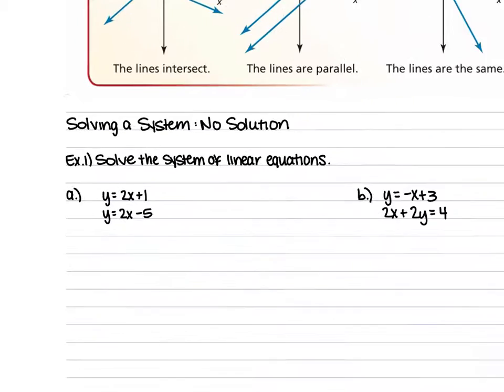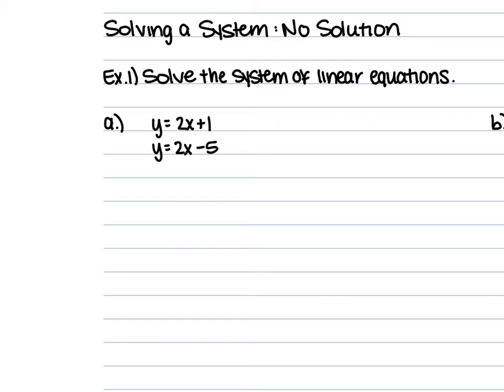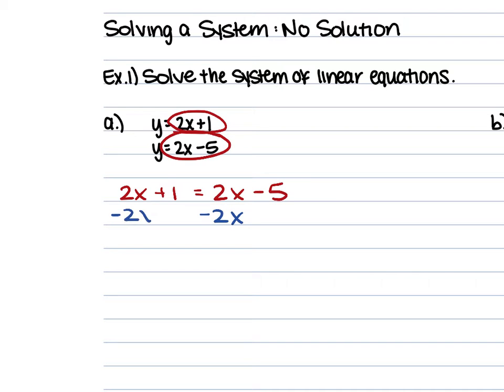I'm going to use substitution here because I have a y is equal to and a y is equal to. So we have y is equal to 2x plus 1, y is equal to 2x minus 5. I'm going to set this expression equal to this expression. So we have 2x plus 1 is equal to 2x minus 5. When we subtract that 2x from each side, we're going to be left with 1 is equal to negative 5. This is not a true statement, and there is no way possible that 1 can equal negative 5, so this one is just no solution.